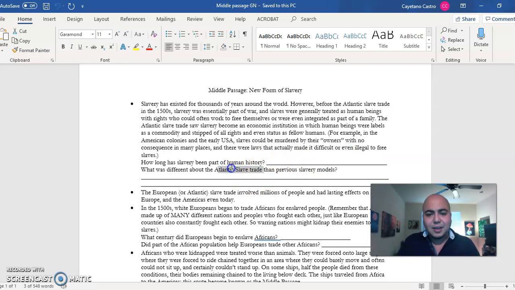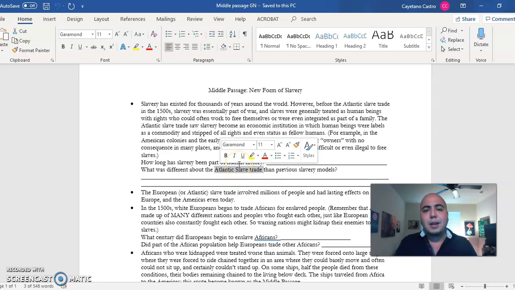In the Atlantic slave trade, it changed. They now basically became property. They had no rights and they were property for life. They were slaves for the rest of their lives.